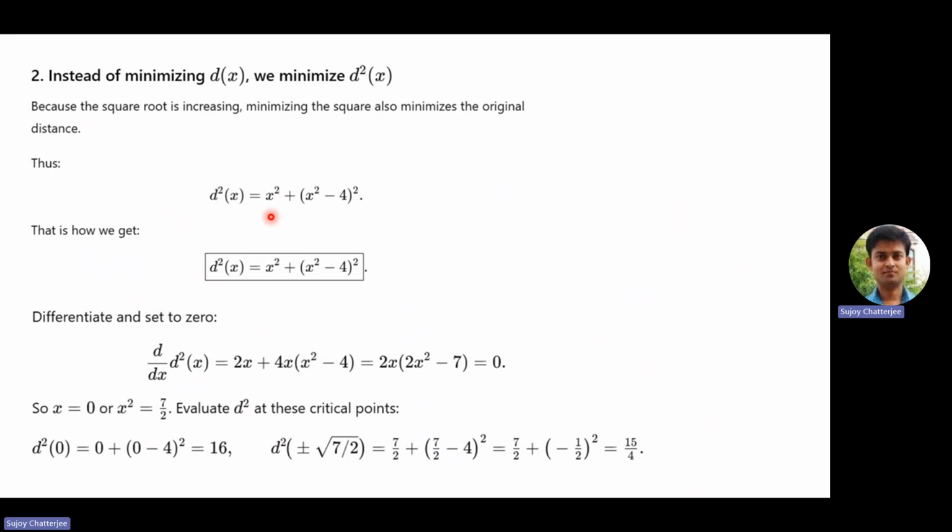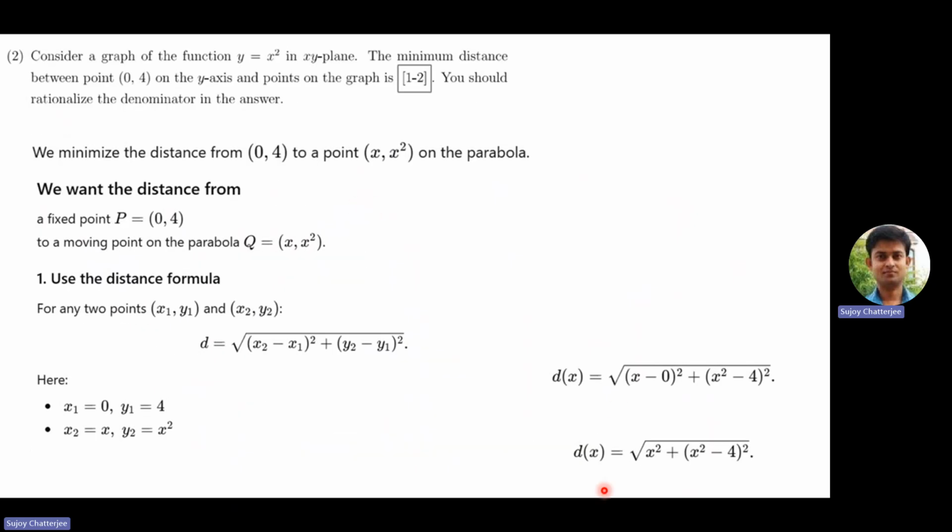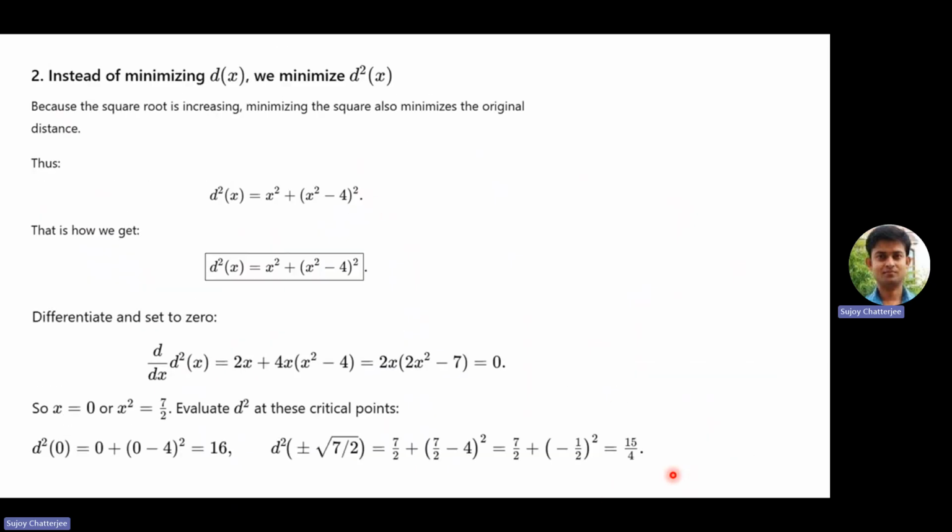So instead of minimizing d(x), we minimize d²(x). So we have d²(x) equal to x² plus (x² minus 4) whole square. This is from here: if d(x) is this, then we can write d²(x) as this. So this is how we get this expression. Now we perform differentiation: differentiate and set to 0.